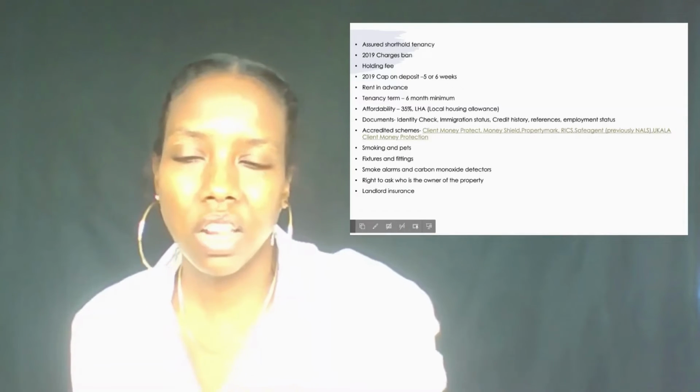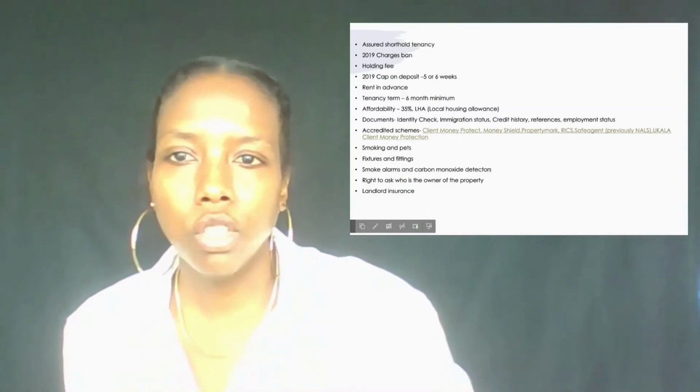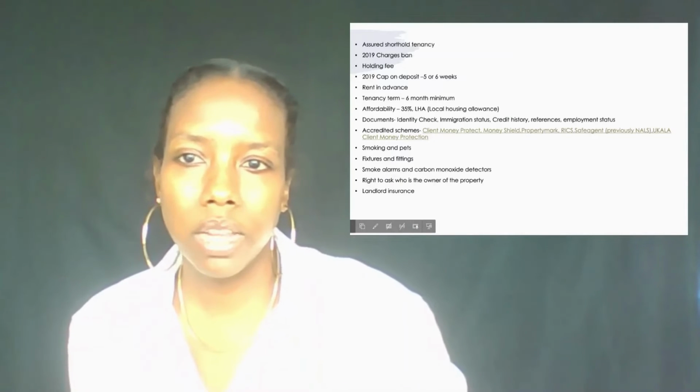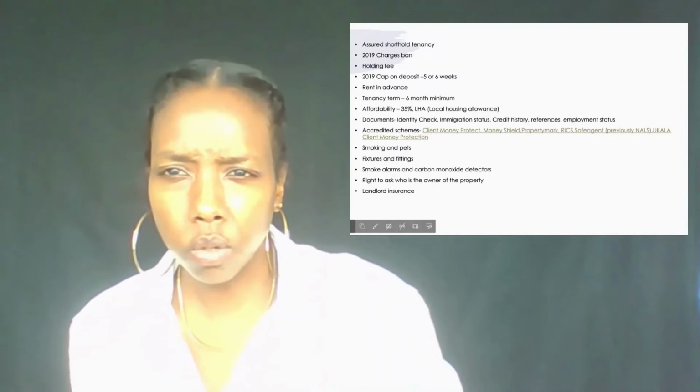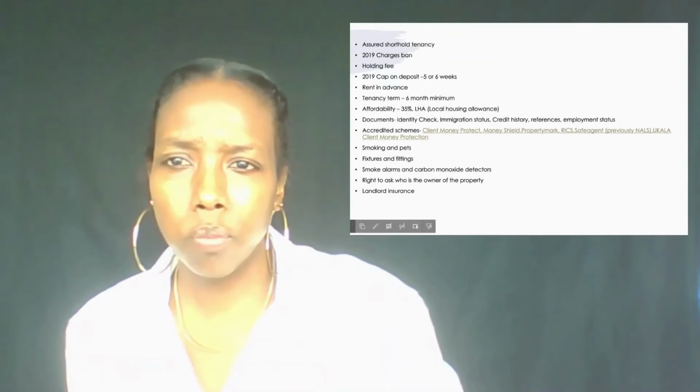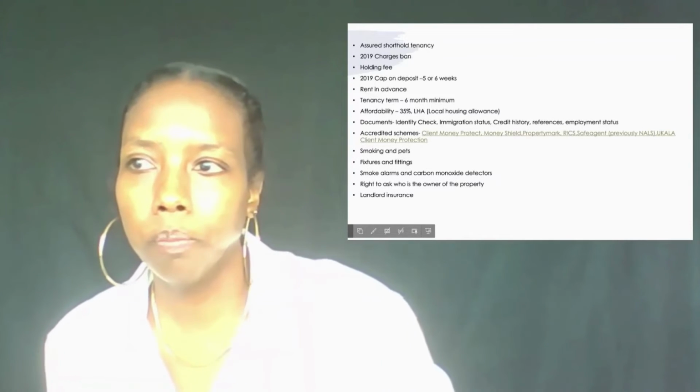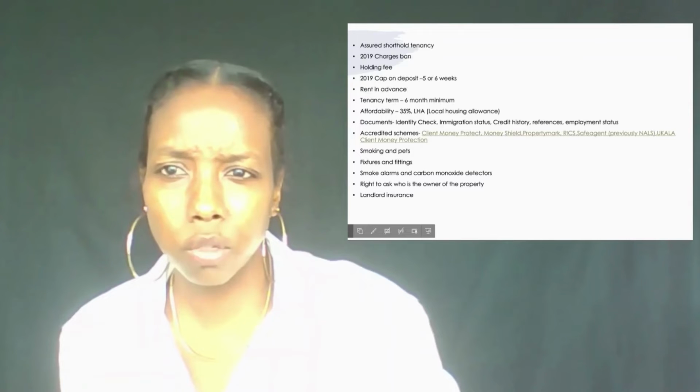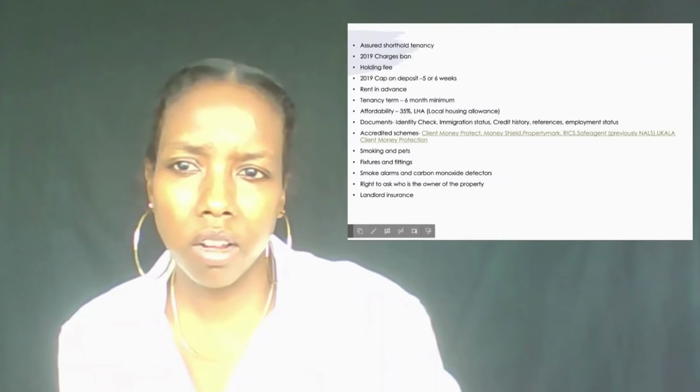Rental and tenancy checklist. So you want to check that it's an assured shorthold tenancy, preferably, and there was some 2019 charges ban that was put in place by government.